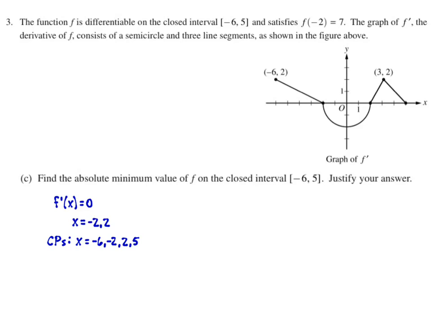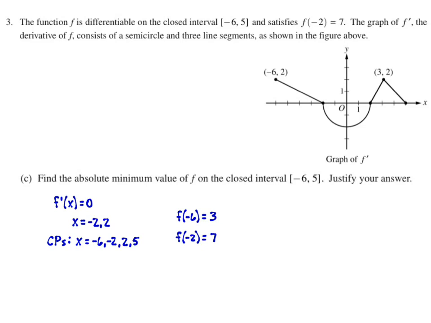And then the best way to go about this, instead of trying to explain why certain ones of these are not considered when we're doing our work, it's better to just evaluate all 4 of these and then look for the lowest value. So if I want to know f of -6, we already did that work in part A, and so that answer is 3. F of -2 is actually given in our problem up here, so that's 7.